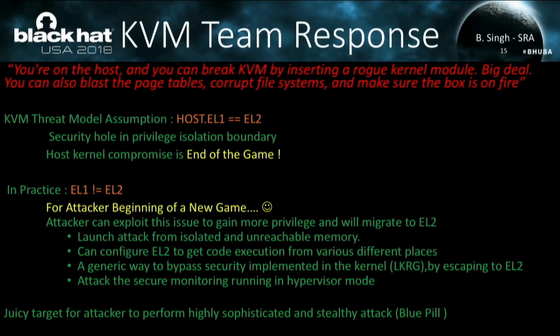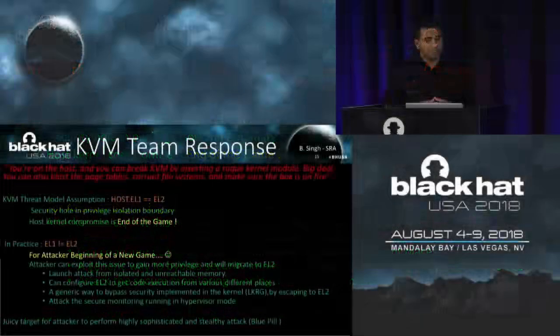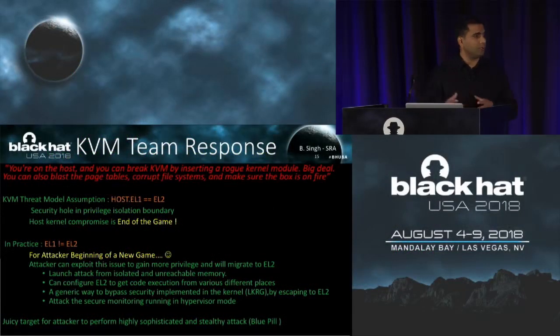And the third thing is that I can use this to bypass a lot of the protection mechanisms that are implemented in the kernel, like PatchGuard or Linux Runtime Guard, in a generic way by directly escaping into EL2. And fourth is that if somebody has implemented some secure monitoring software in a hypervisor using KVM, say they have a custom implementation, the attacker can attack those things as well, because now the attacker is able to execute code in EL2. So seeing all these points, it seems like it can be a very juicy target for an attacker to perform a very sophisticated and stealth attack, which will be hard to detect, like Blue Pill on ARM.